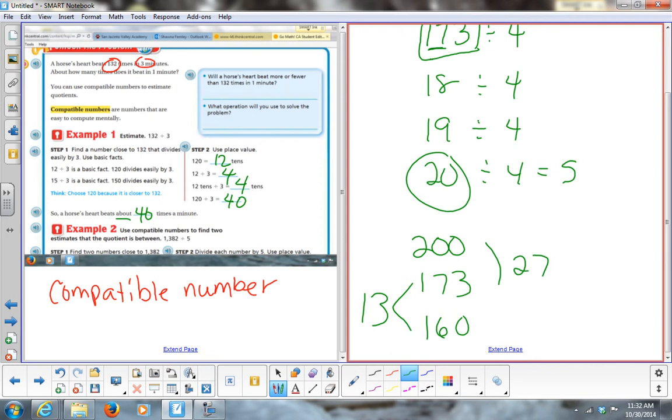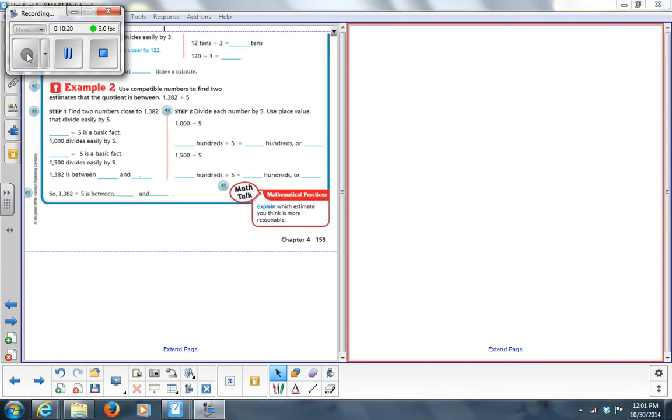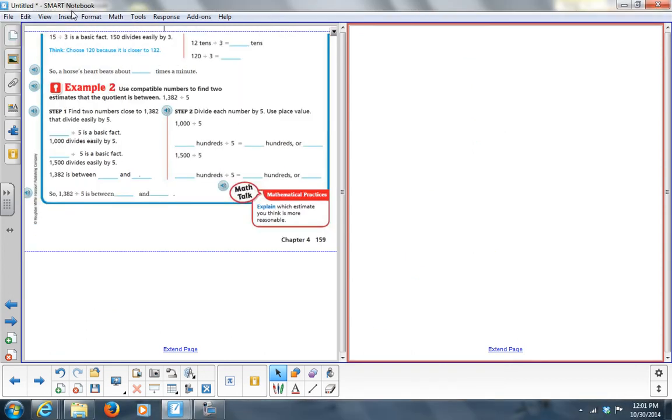Would you put yes for the number, or would you put like 13? Alright, please get out your Spanish. It says use compatible numbers to find two estimates that the quotient is between, the high and the low, right? Yes. So I need estimates so that the quotient is between.